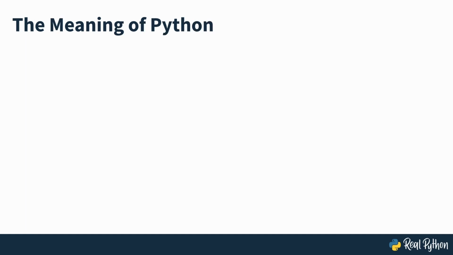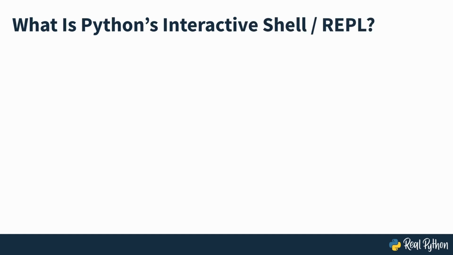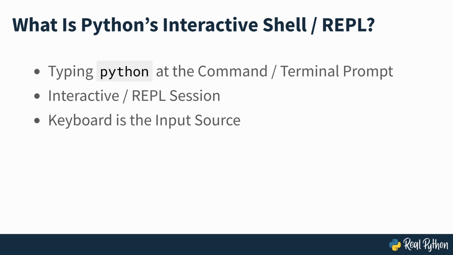The name Python is commonly used to denote two different things: the language itself and the interpreter. In this course, you'll find the explicit term Python interpreter only in situations where ambiguity can arise. When you run the Python interpreter in interactive mode, you open an interactive shell, also known as an interactive or REPL session. In this shell, your keyboard is the input source and your screen is the output destination. In this course, you'll find the terms interactive shell, interactive session, interpreter session, and REPL session are used interchangeably.